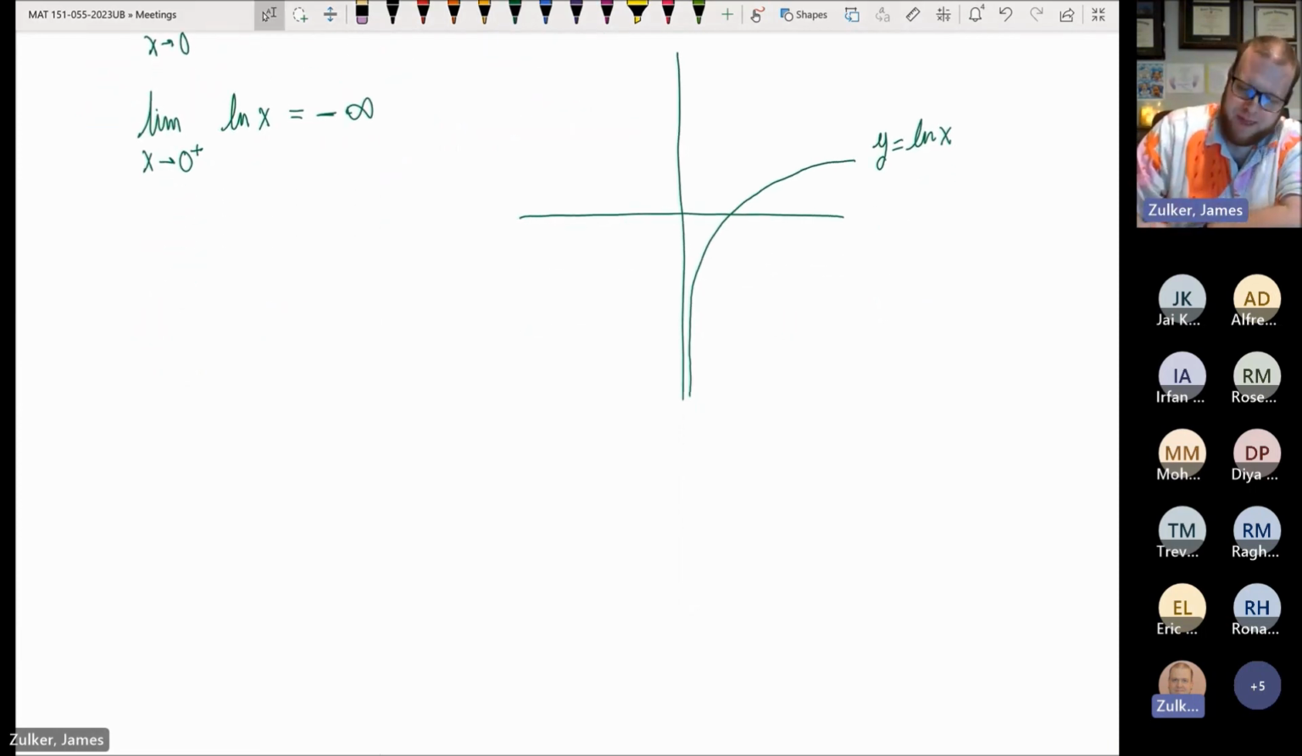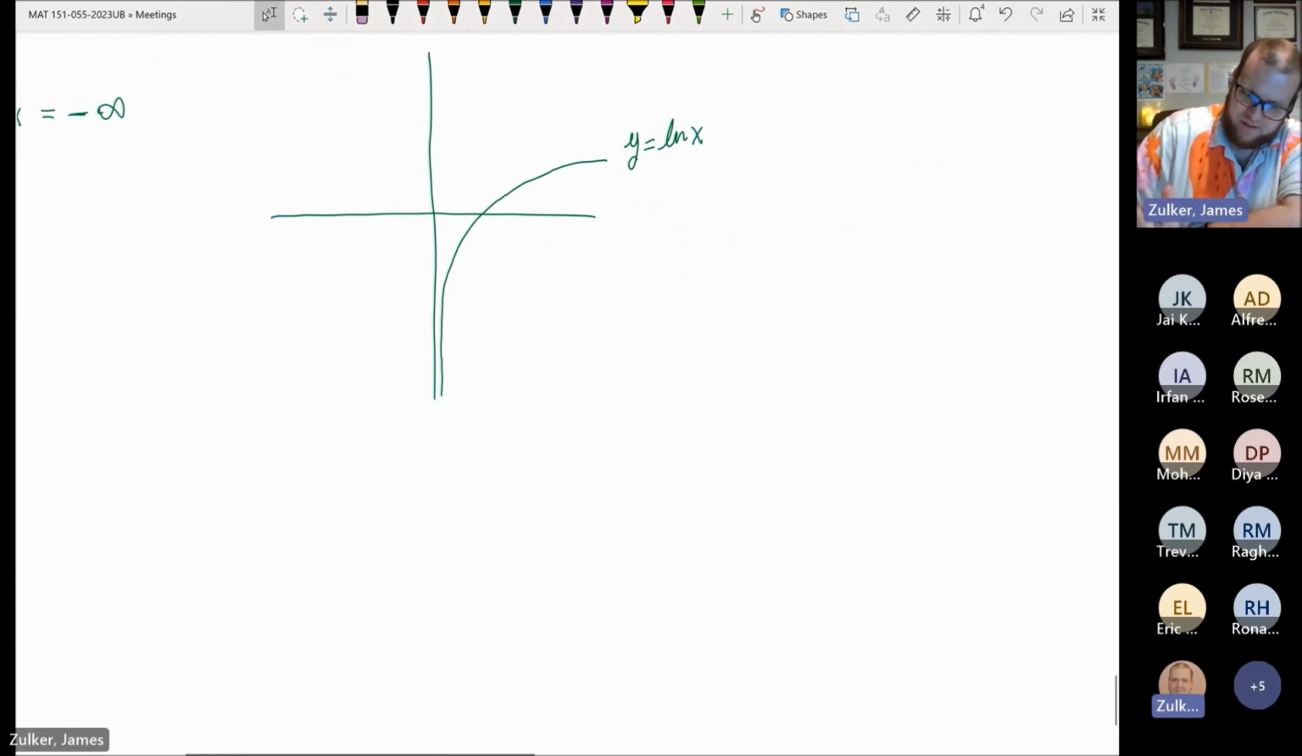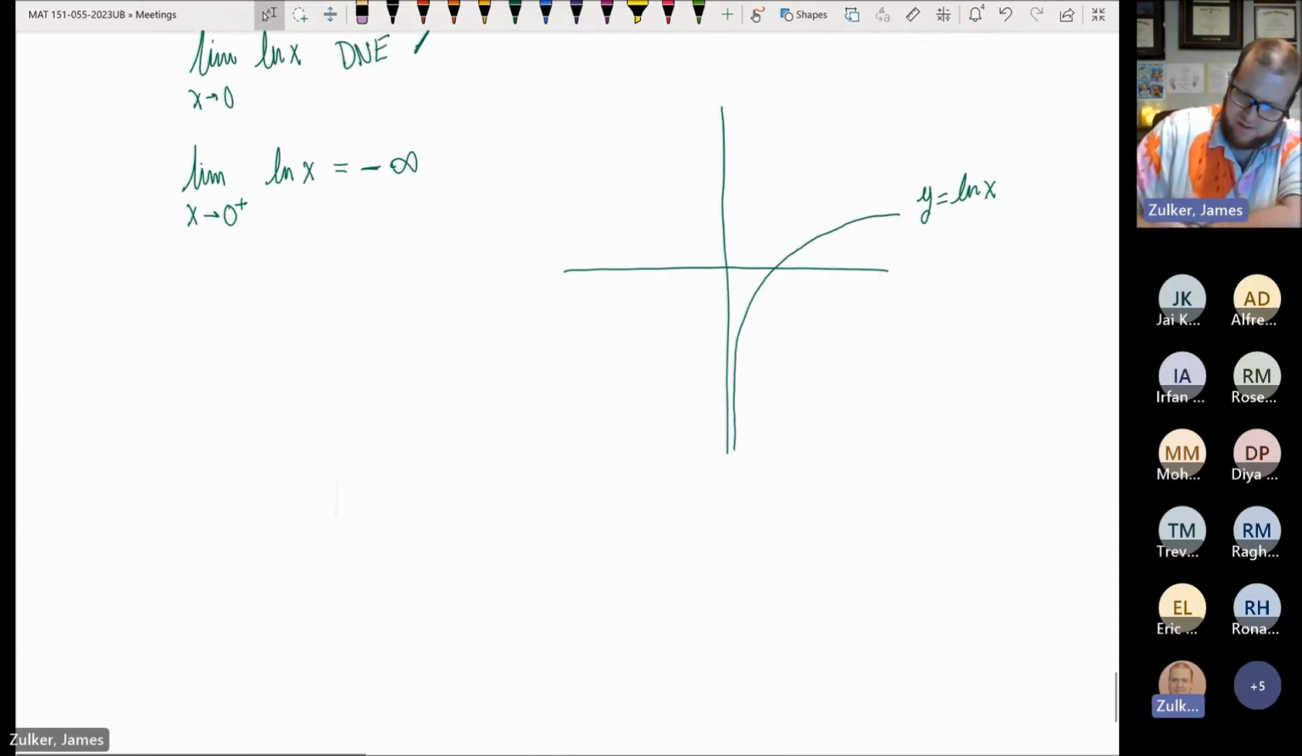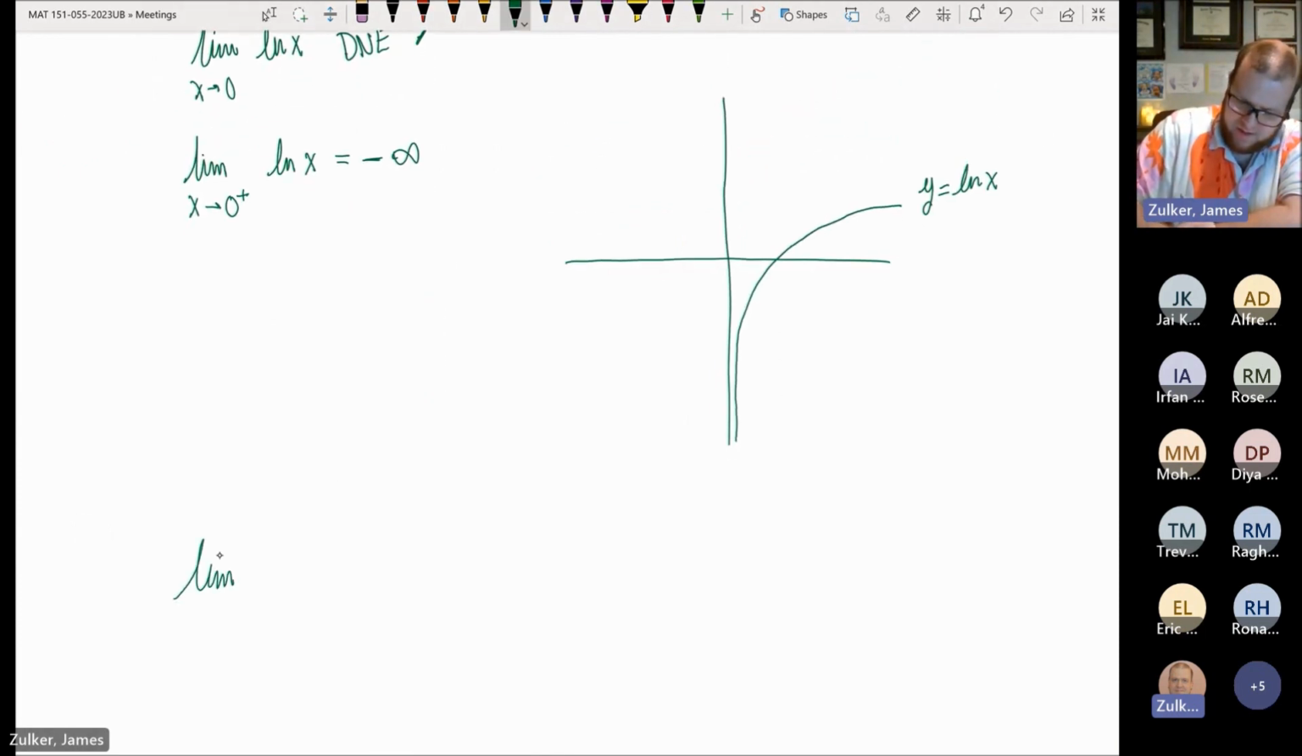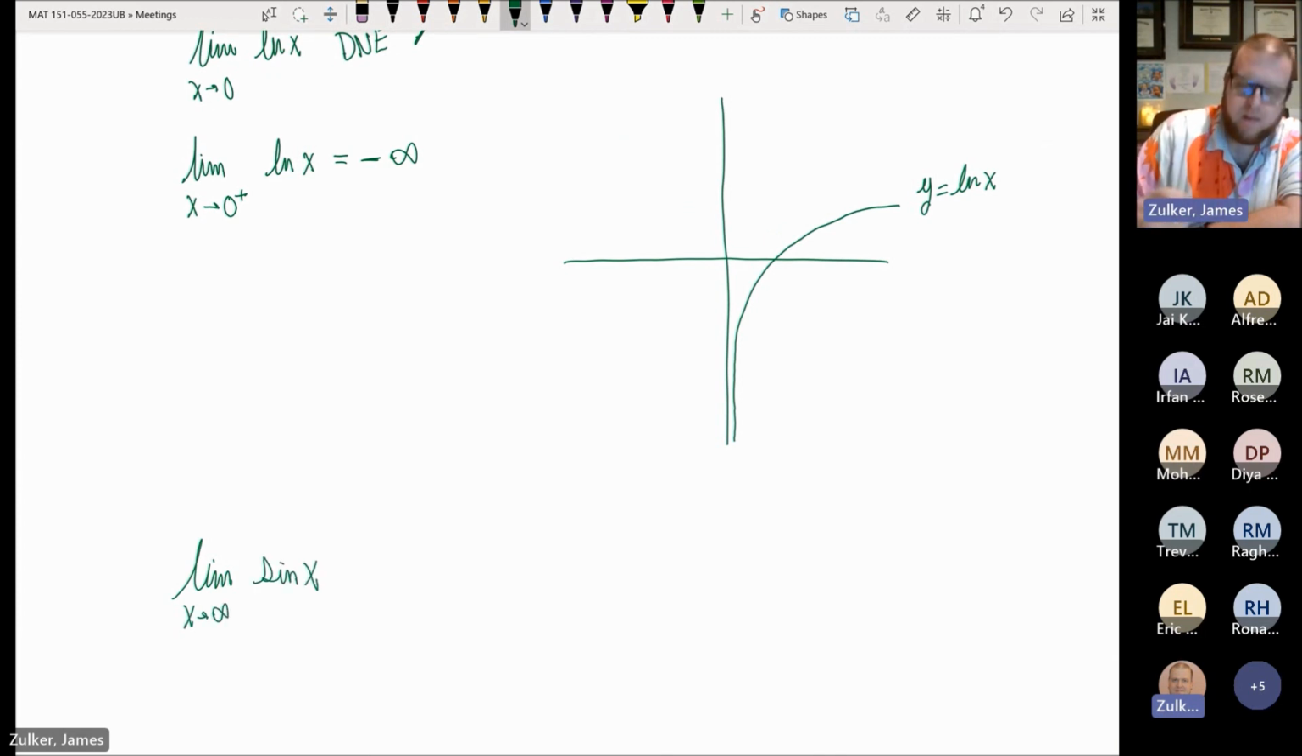Couple more to think about. What is the limit as x approaches infinity of sine x?